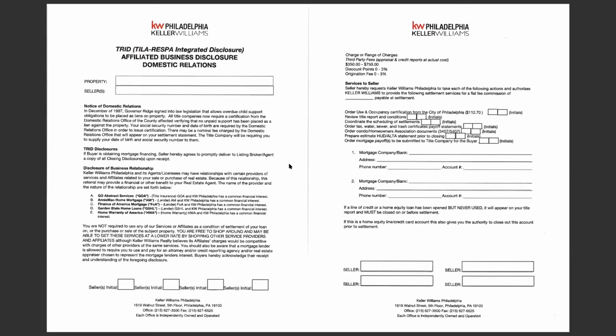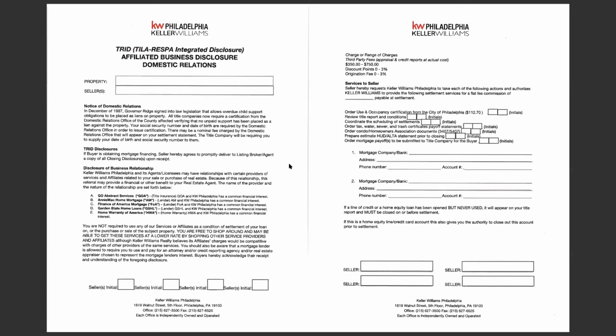Ordering the use and occupancy in Philadelphia. They're going to initial that. Title review. They're going to initial that. Scheduling of settlement. Doing that. Ordering tax, water, sewer, trash. Ordering condo association docs. Now, of course, they're only going to initial that line if the property is a condominium and or a homeowner association.